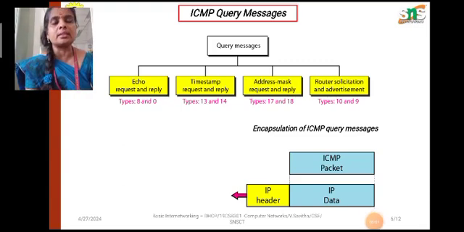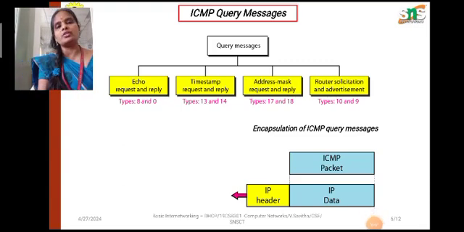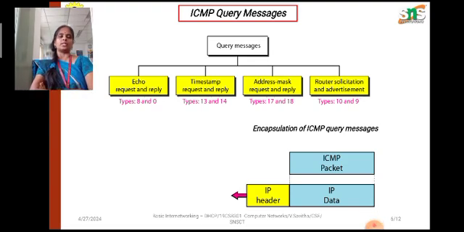Okay, now let's start with the second type of messages of ICMP, which is called the ICMP query messages. We all know a query is nothing but a request for something, a question regarding any of the issues or ongoing work in the network. Likewise, the query messages in ICMP are divided into four types: echo request and reply, timestamp request and reply, address mask request and reply, router solicitation and advertisement.